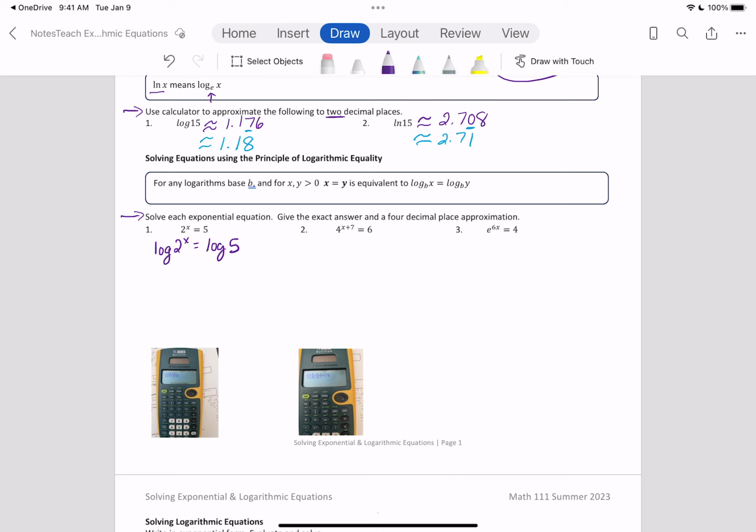And now we're going to use that property that we learned in the last lesson. We found out if we have a power, that having log allows me to bring that down to the front. And then now I just have my variable. Log base 2 is really just a number. So if I want to get x by itself, I'm going to divide both sides by log 2.